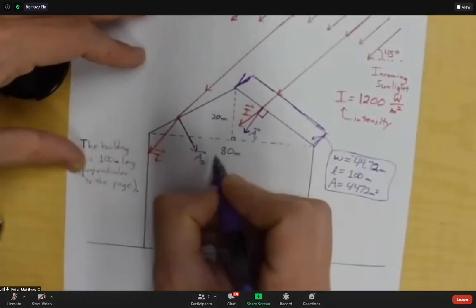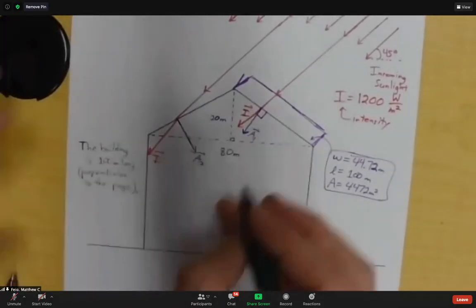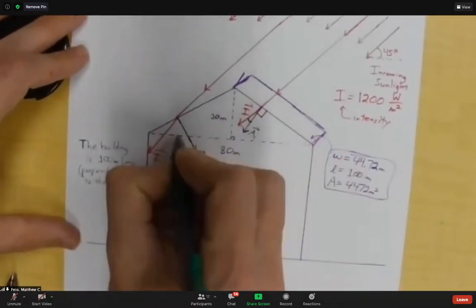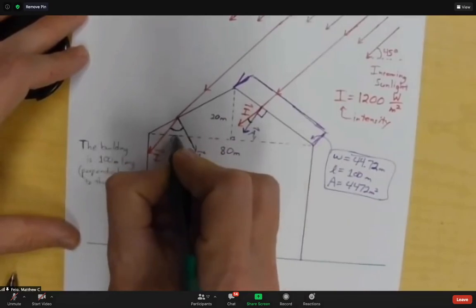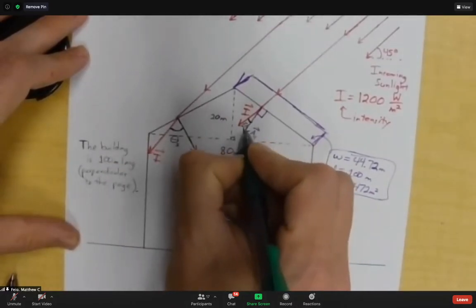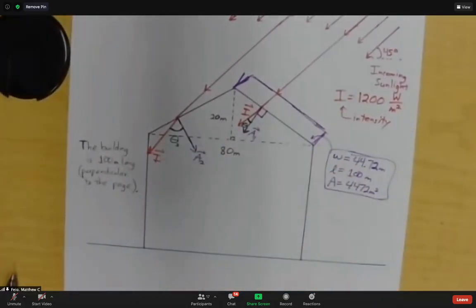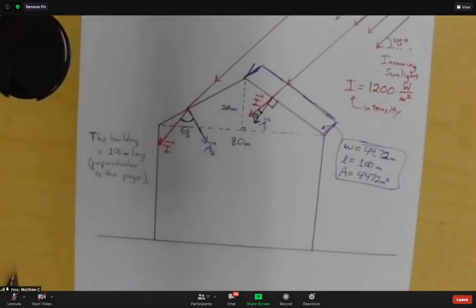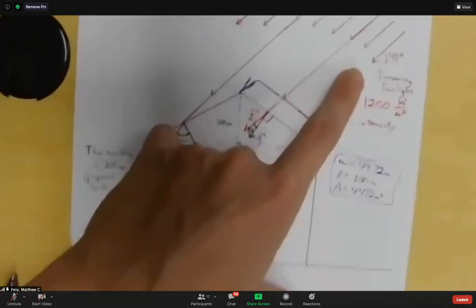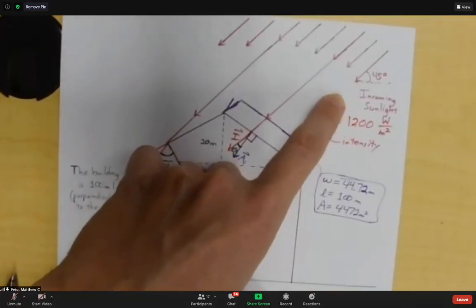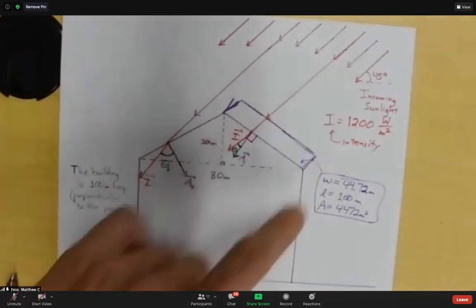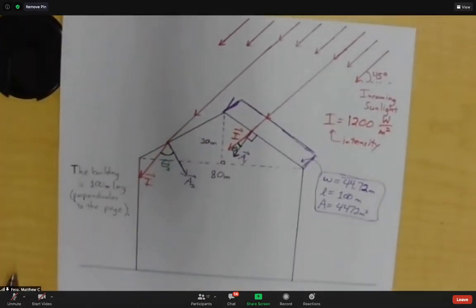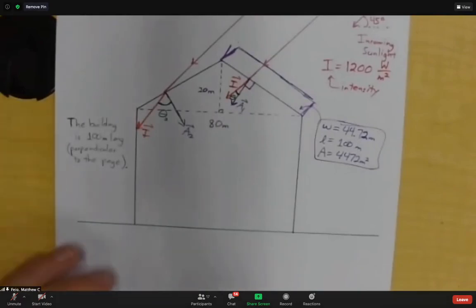A2. I could label them I1 and I2, but they're the same. So in this case, I need to take the cosine of that angle, and in this case, I need to take the cosine of this angle. So we just need to do a little bit of trig and figure out some angles. If you were told that the sunlight's coming in 45 degrees above the horizontal, and then you were told the 20 and the 80, could you work out these angles? I think we'll just do that kind of work down here.